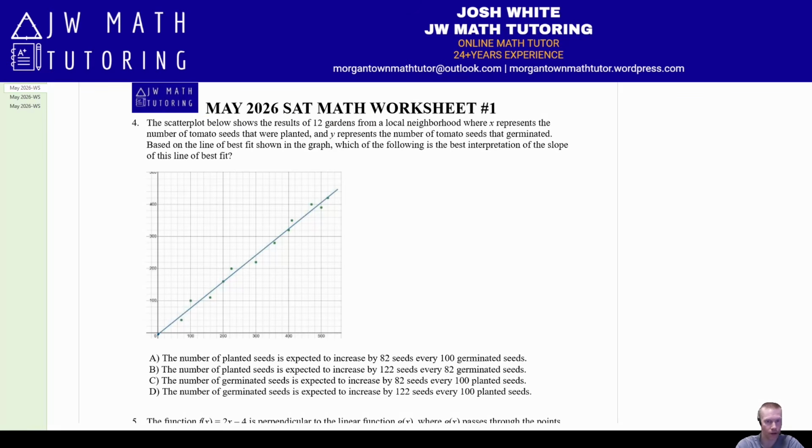Okay, next up, problem number 4. At the top of the next page, you have a scatter plot with a bunch of points on it. You have a line of best fit. And essentially, the two things being graphed here are the number of seeds that were planted along the x-axis, and then germinated seeds along the y-axis. So every point will have an x-coordinate and a y-coordinate. The x-coordinate is the number of seeds that were planted, and the y-coordinate is the number of seeds that were germinated.